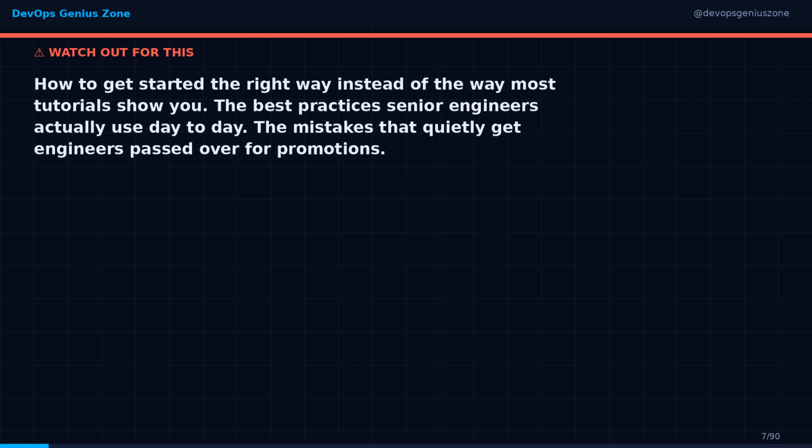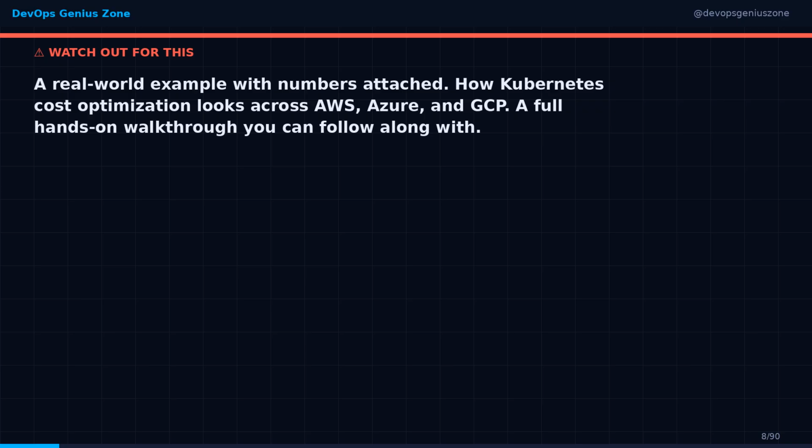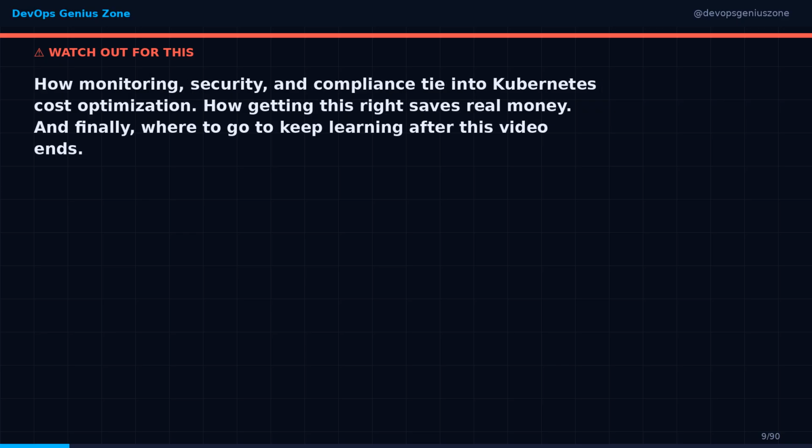The mistakes that quietly get engineers passed over for promotions. A real-world example with numbers attached. How Kubernetes cost optimization looks across AWS, Azure, and GCP. A full hands-on walkthrough you can follow along with. How monitoring, security, and compliance tie into Kubernetes cost optimization. How getting this right saves real money. And finally, where to go to keep learning after this video ends.